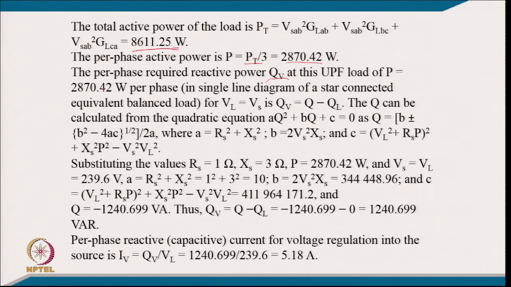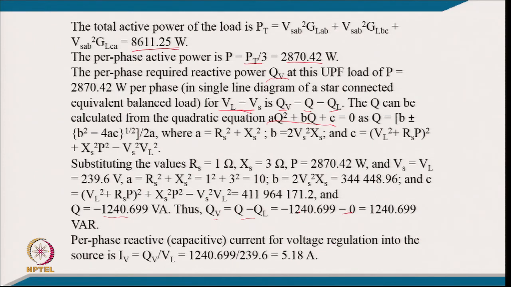A single phase line diagram of the star equivalent load, that will be VL equal to Vs for voltage regulation, where QV is equal to Q minus the QL, and the Q can be calculated from this quadratic equation relation which we derived, A square Q square plus BQ plus C, where the ABC constants are defined here. Calculating the ABC constants, we can get the Q, and minus the QL, we will get the reactive power for voltage regulation.